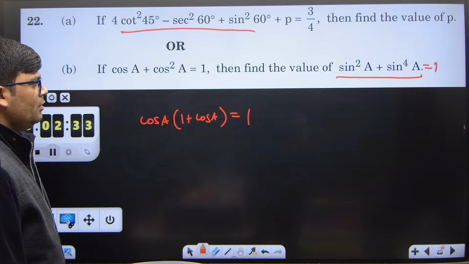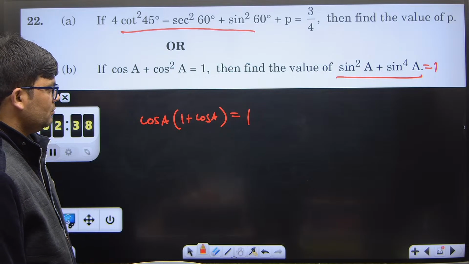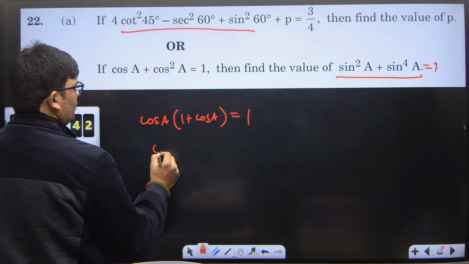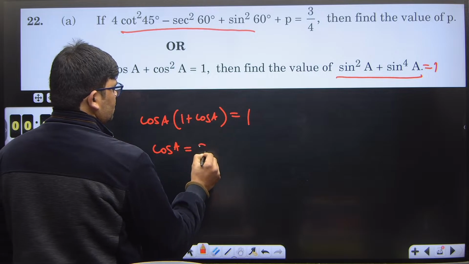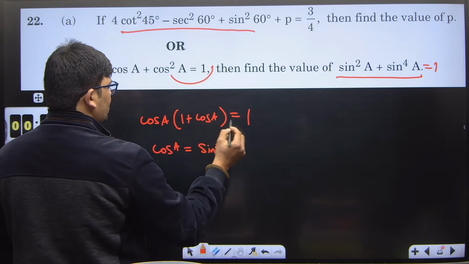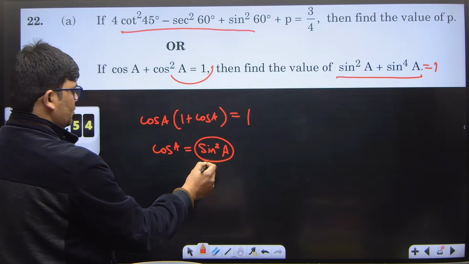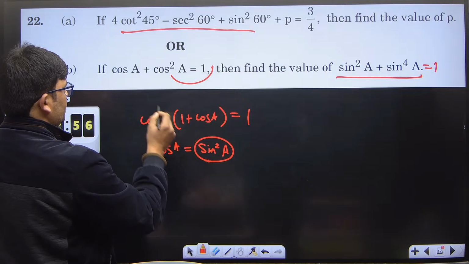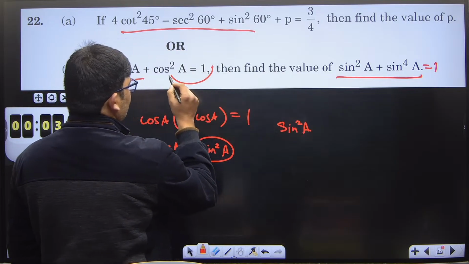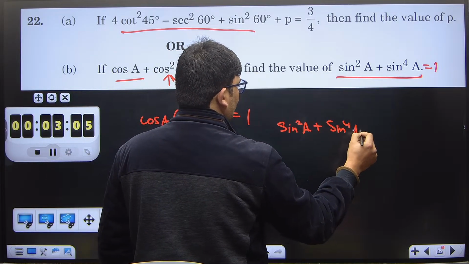Okay, how did you prove it? Sir, cos a is equal to 1 minus cos square a, that is, 1 minus sin square a. So this cos square a will go on the other side. So 1 minus cos square a is going to be sin square a, right? Yes sir. Okay. So instead of cos a we can write sin square a, and instead of cos square a we can write sin to the power 4a, which is equal to 1.